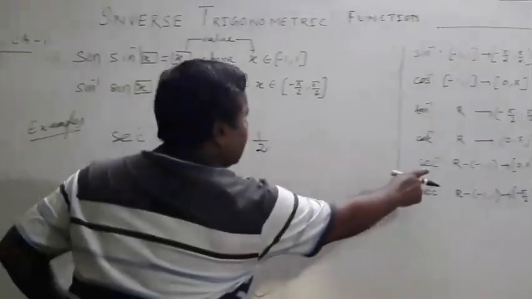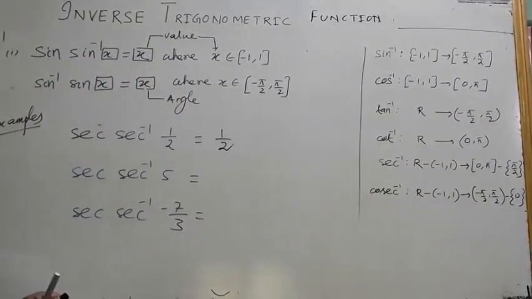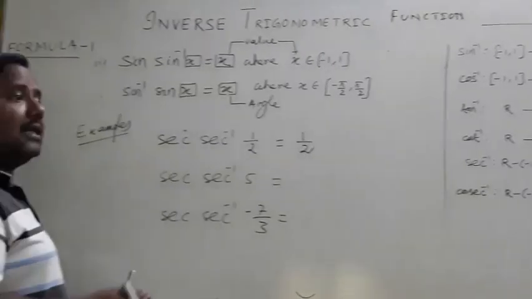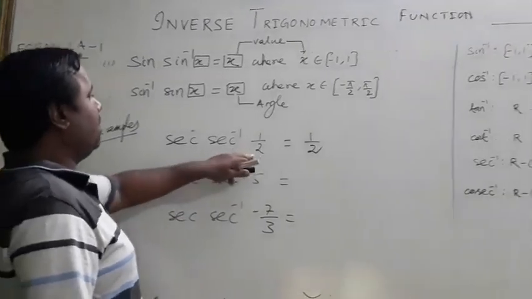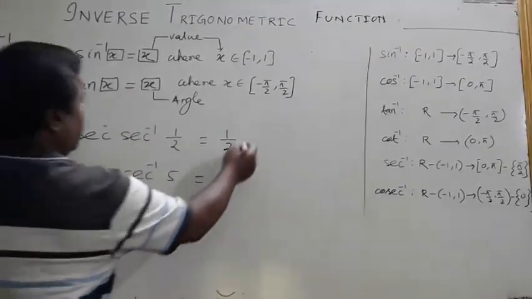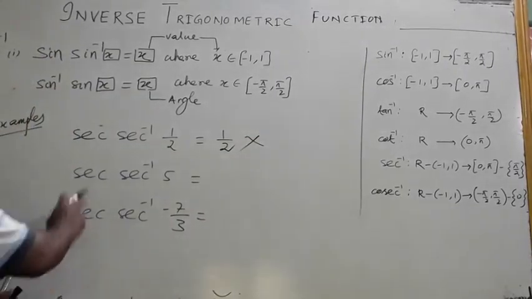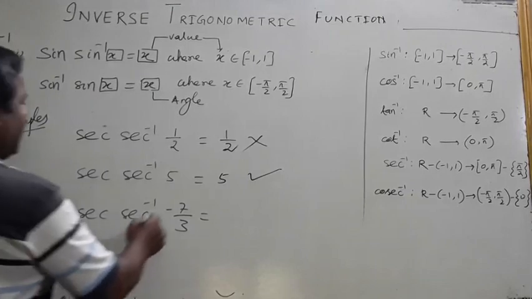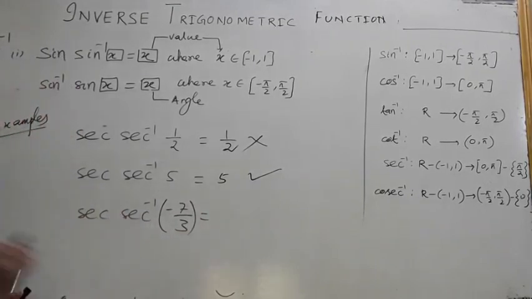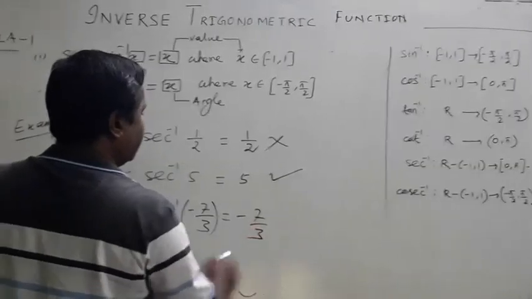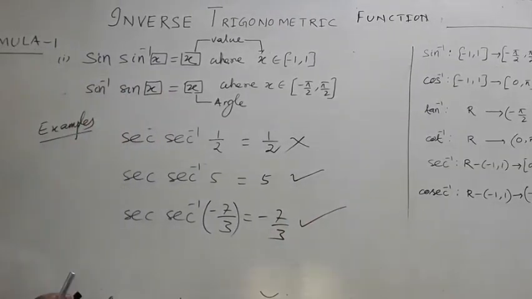Now if this is half, is it wrong or right? As you know, for sec inverse the domain is what? Half is coming inside minus 1 to 1, so it is wrong. Okay, for 5, the answer 5 is correct. For minus 7 by 3, which is not in between minus 1 to 1, if you write minus 7 by 3, then it is right.